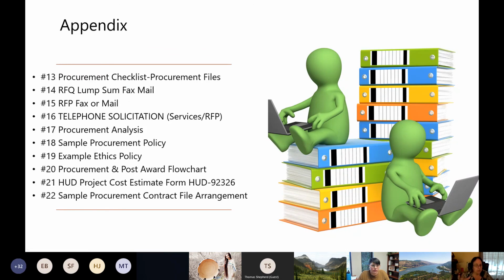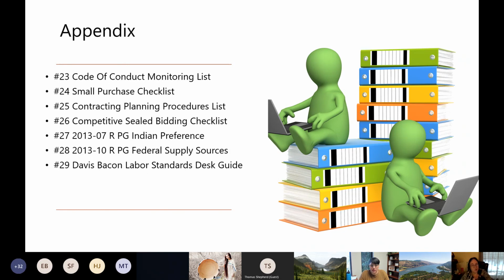There's 29 different things in here that'll hopefully help you. A sample RFP, using fax or mail, a lump sum fax or mail. There's a procurement checklist for your procurement files. Okay, we're going to set up my procurement files. These are things that should be in here. The HUD sample procurement policy. There's an example ethics policy, because you should have that in there. A sample procurement contract file arrangement. These are the ways that you should arrange your files. So look at that stuff if you get a chance. There's various checklists in there, and there's different guidances that we still have to follow.